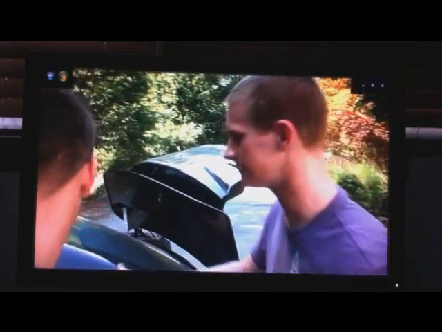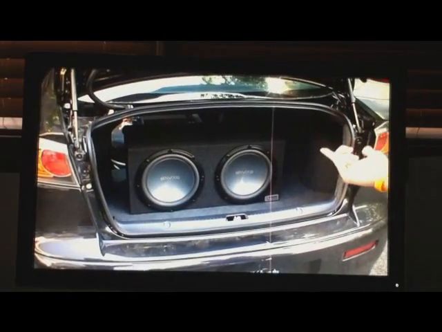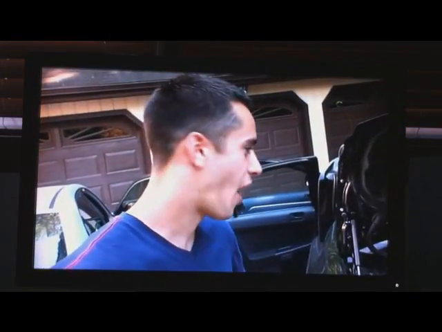The amplifier amplifies the signal from this radio to the subwoofers back here, so that they can produce the really low tones that are harder to produce. Go figure. I never would have thought.